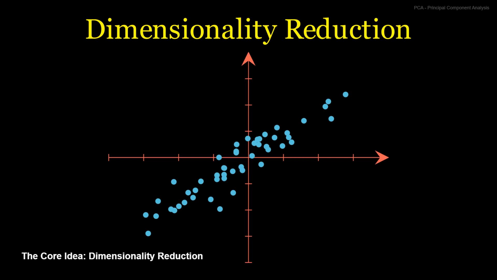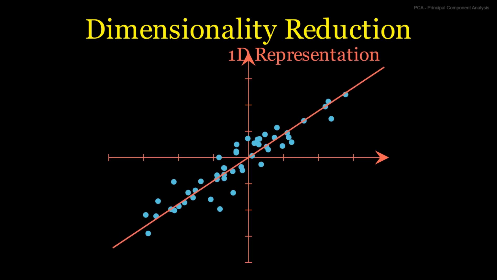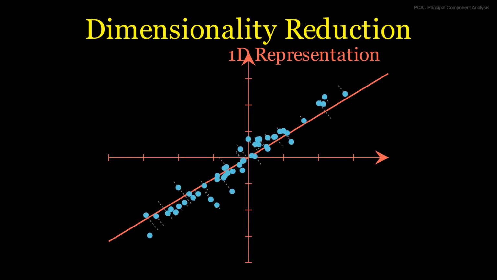Dimensionality reduction is about simplifying this complex data. It involves transforming your data from a higher dimensional space into a lower dimensional one without losing too much of its essential information. Think of it like taking a 3D object and finding the best 2D shadow that still tells you a lot about its shape.